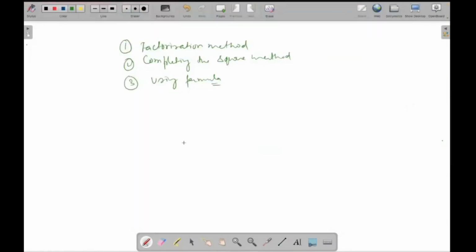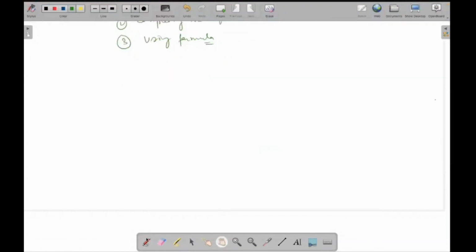So our general equation is of this form: ax square plus bx plus c equals 0. All right. Now what I'll do is I will divide the entire thing by a. I'm going to derive a formula using this completing the square method. I'm dividing everything by a, bx by a, and c by a. So this will be gone. Now I'll be left with x square plus b by a into x plus c by a.